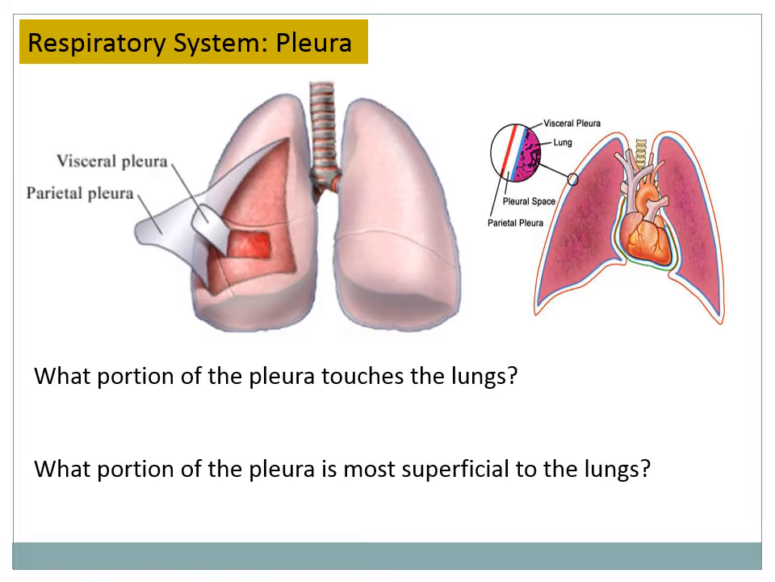Looking further at the pleura here, we can see that there's a type that actually touches the surface of the lungs, and then there's a portion that is more superficial. So looking at the two portions, we see we have a visceral pleura and we have a parietal pleura. Again, these words should sound very familiar. What portion of the pleura actually touches the lungs? Yep, that's going to be the visceral. And what portion of the pleura is most superficial to the lungs?